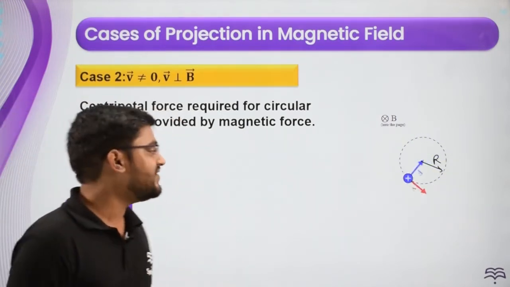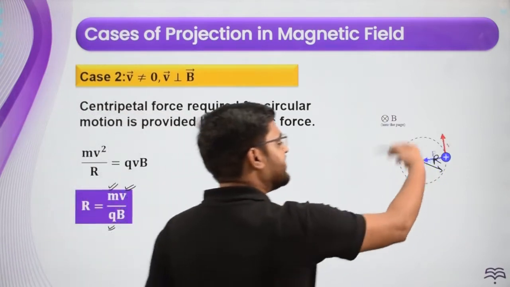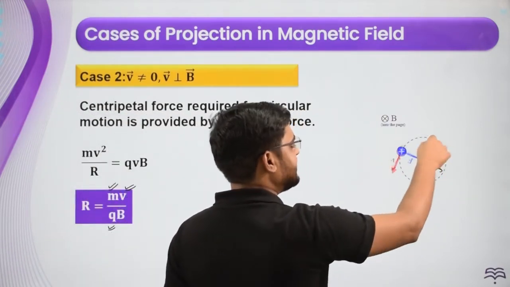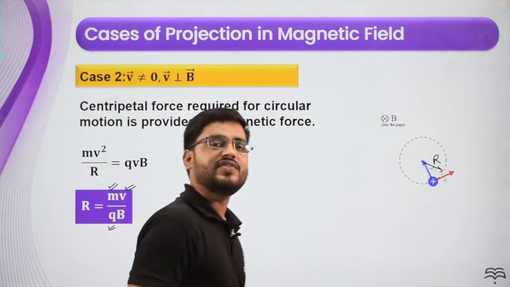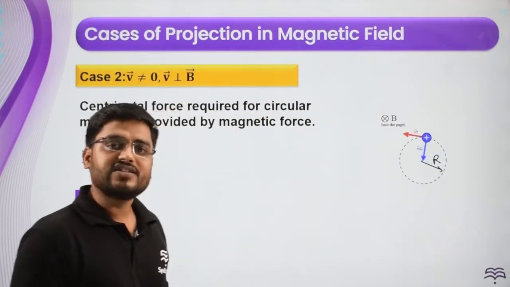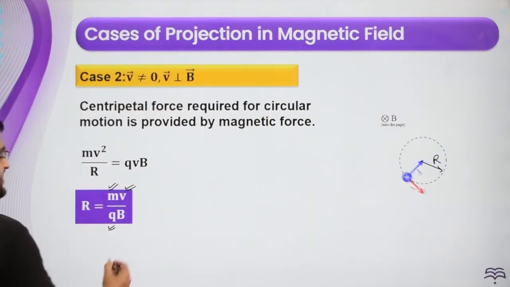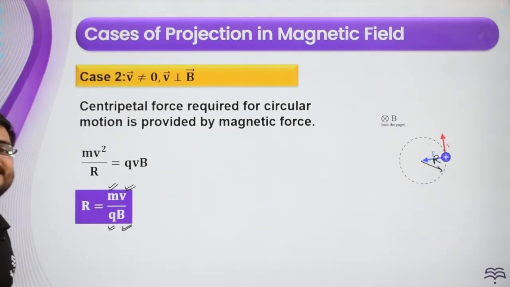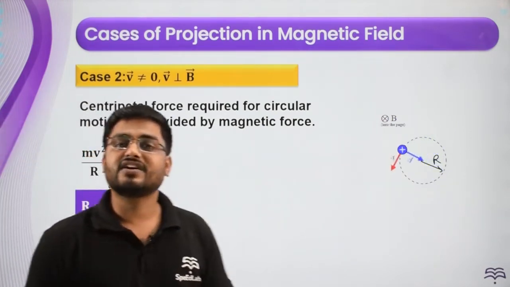If it is a negatively charged particle, the motion will be the other way around, right? If it is anti-clockwise for a positive charge, then for a negative it will be clockwise. Direction would change, the magnitude will not change. And B is the magnetic field intensity or magnetic induction.